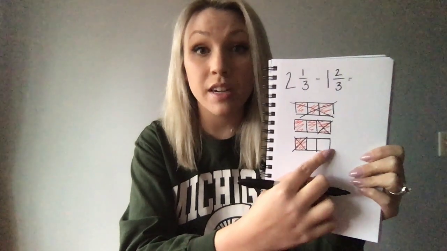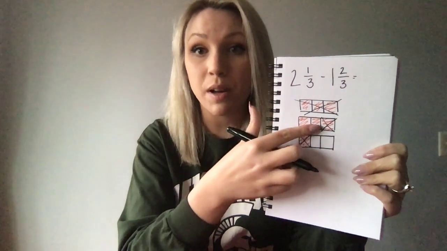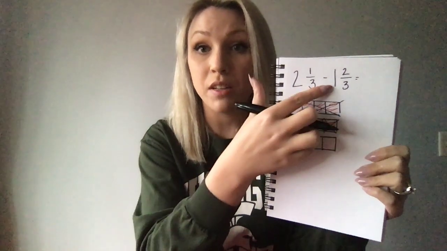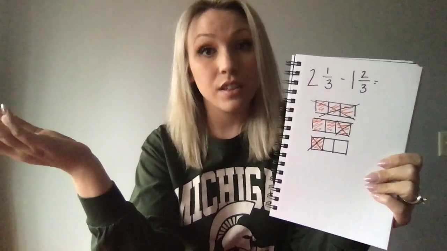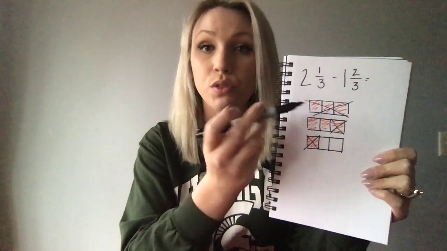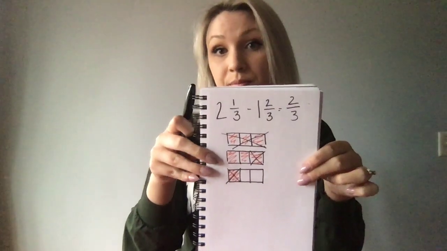Now you notice I didn't cross out the blank ones because those aren't shaded in. I can't take away something that's not there. So I only have 2 1/3 to start. So I took away 1 whole, then I took away 1/3 and another third. So that would be 2/3. So now what's left over is your difference, which is the answer to your subtraction problem. So 2 1/3 minus 1 2/3 would be 1/3, 2/3. So the difference would be 2/3.